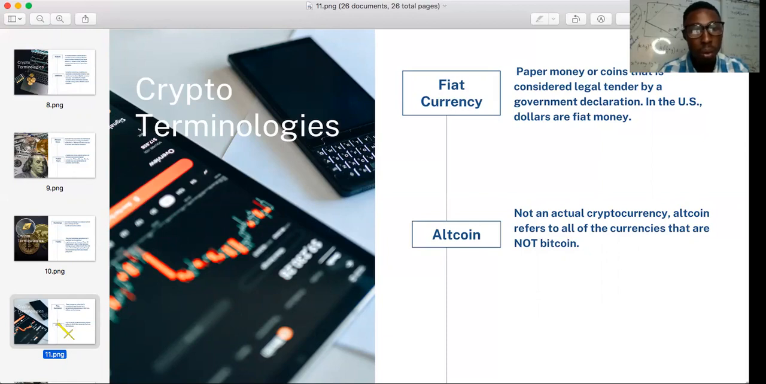Let's imagine you bought one Bitcoin back in 2009. That one Bitcoin that is less than $1 is over 50,000 US dollars. Multiply it by the exchange rate, you know the math. So any coin that is not Bitcoin is called altcoin. Therefore, Ethereum, Cardano, Shiba Inu, XRP, and the rest are called altcoins.